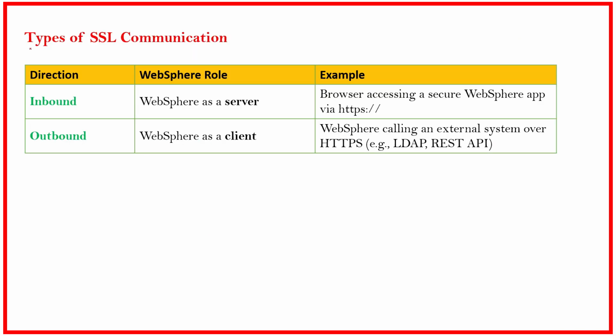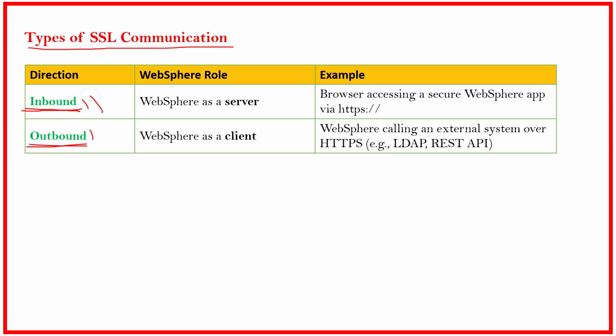Okay, so now we have two kinds of communications in WebSphere. In fact, not only in WebSphere, but wherever you go for any application server, you will have two kinds of configurations. One is called inbound, and the second is called outbound. Inbound means what is coming to your WebSphere. Outbound means what is going out from your WebSphere. Now, what is the use of that?